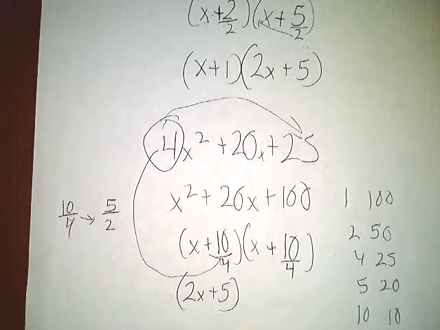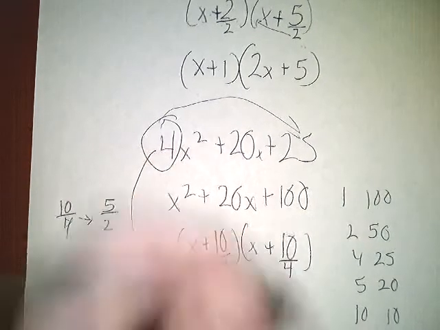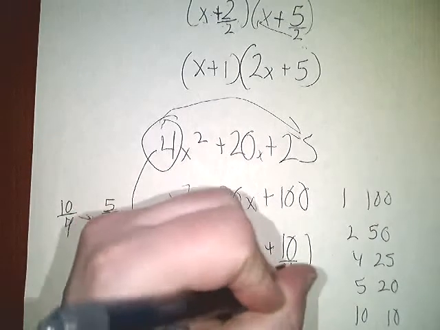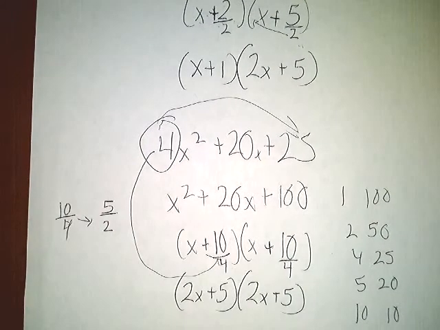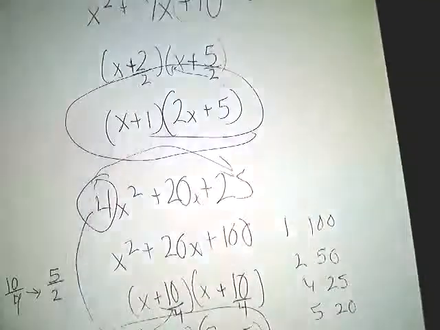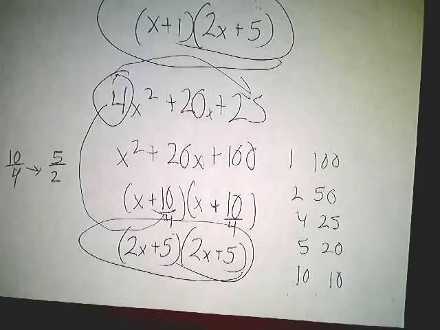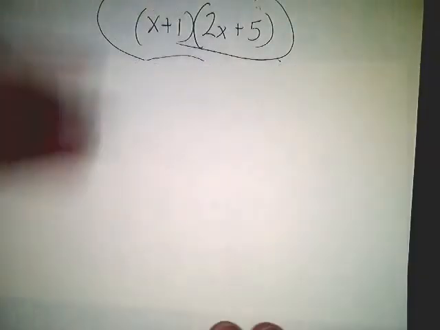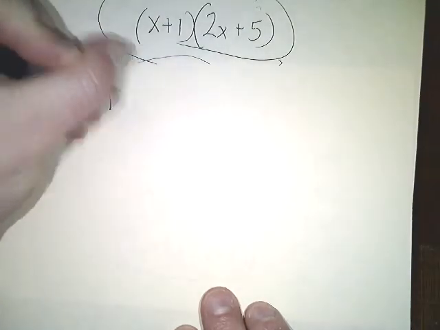So it becomes 2x plus 5. Well, this is the same thing, so it becomes 2x plus 5 as well. Now, that's a lot of work. I came up with this and this. So those are useful only in the context of this problem, when I show you what they look like as a fraction.